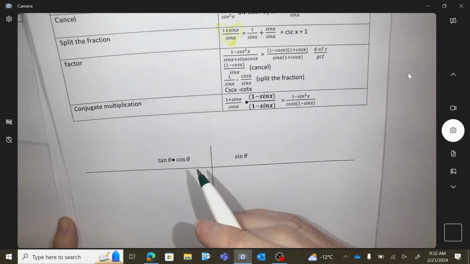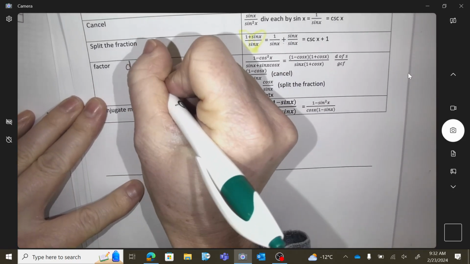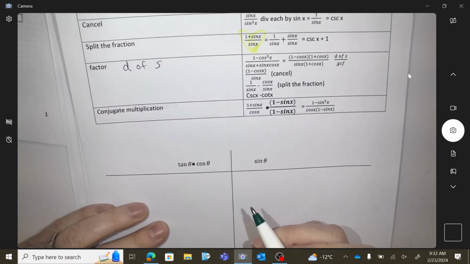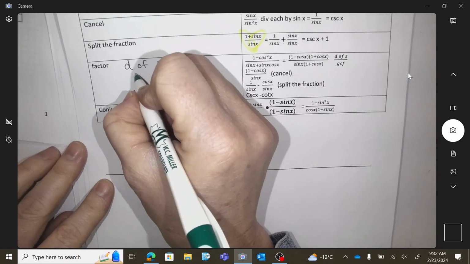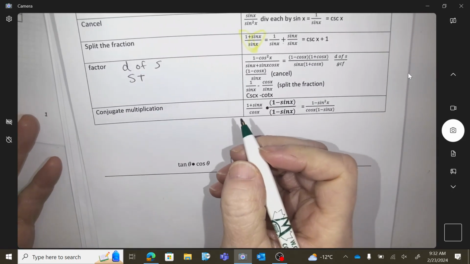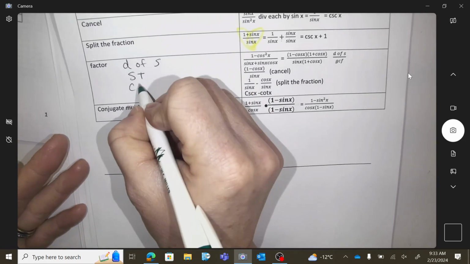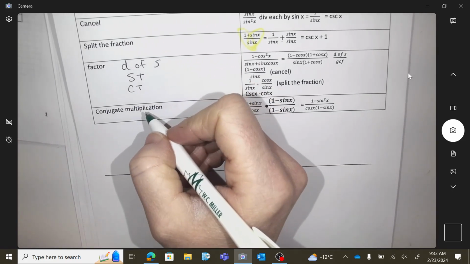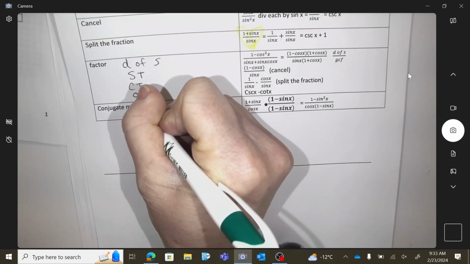You can factor. What are the common ones you might see? You might see some difference of squares stuff going on. You know how to do that, right? Pros. You might see simple trinomials. What are some other things you might see? Complex trinomials or one other kind. GCF.